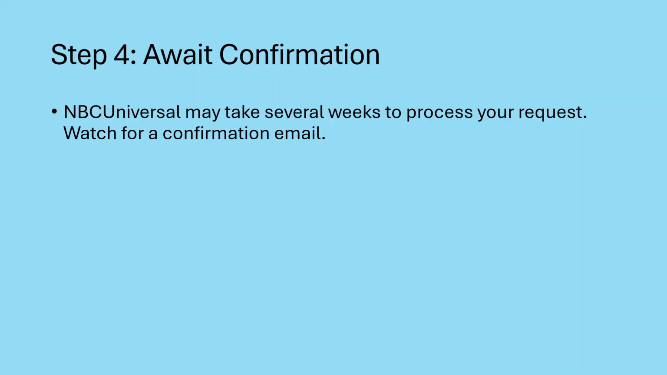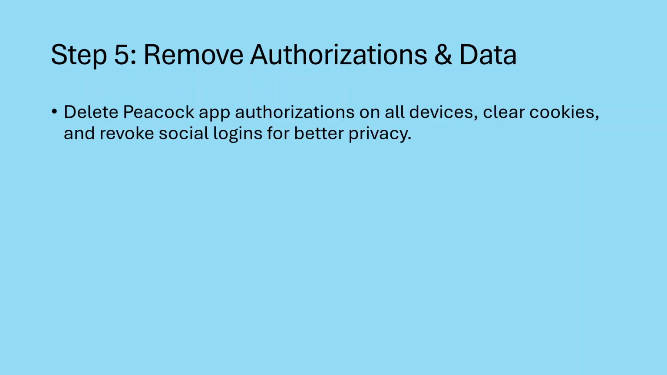Step 4. Await confirmation. NBC Universal may take several weeks to process your request. Watch for a confirmation email. Step 5. Remove authorizations and data. Delete the Peacock app authorizations on all devices, clear cookies and revoke social logins for better privacy.